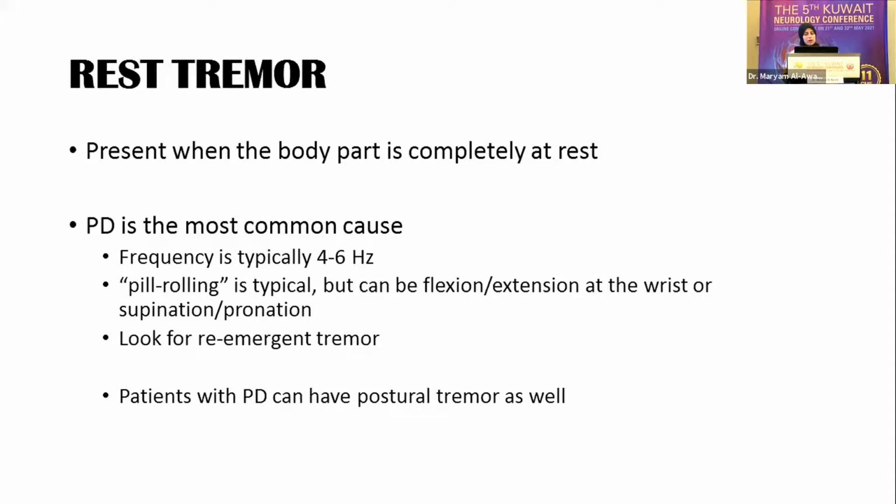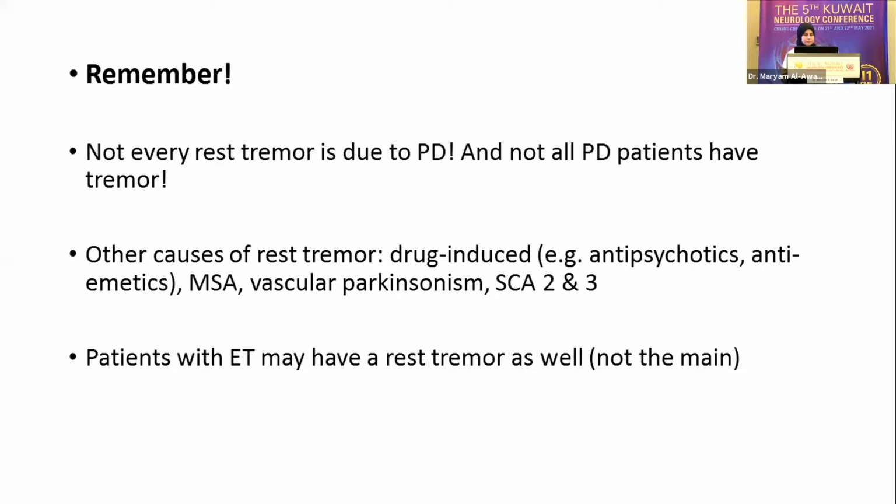So also you have to look for re-emergent tremor. We will see in the video, what is a re-emergent tremor? You ask the patient to outstretch their arm. Usually for a few seconds, the tremor will disappear, and then it will come again. It will re-emerge as the patient sustains the posture. And it's really often associated with Parkinson's disease. Patients with PD can have postural tremor as well, so it's important to keep that in mind.